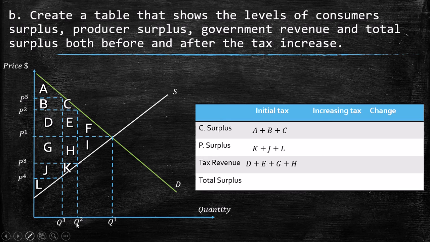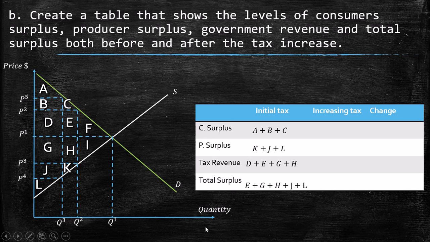The tax revenue is basically the size of the tax, which is this one, okay, times the quantities that are traded in the market, which are Q2. So it's going to be this area, which is D, E, G, and H. So what is the total surplus? It's basically all of these added together. This is the total surplus.